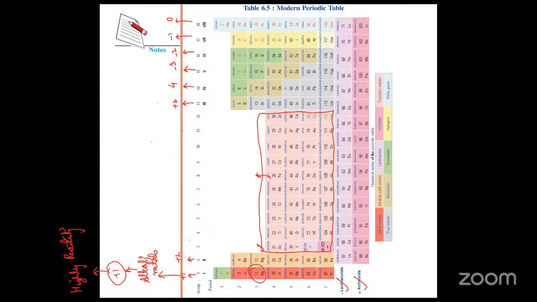This is also called alkaline earth metals. Why? Because it has the valency of +2. They are reactive, but not more than the alkali metals.